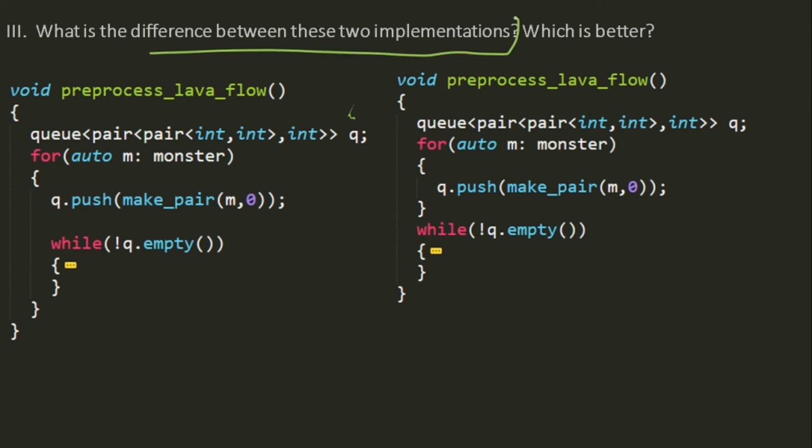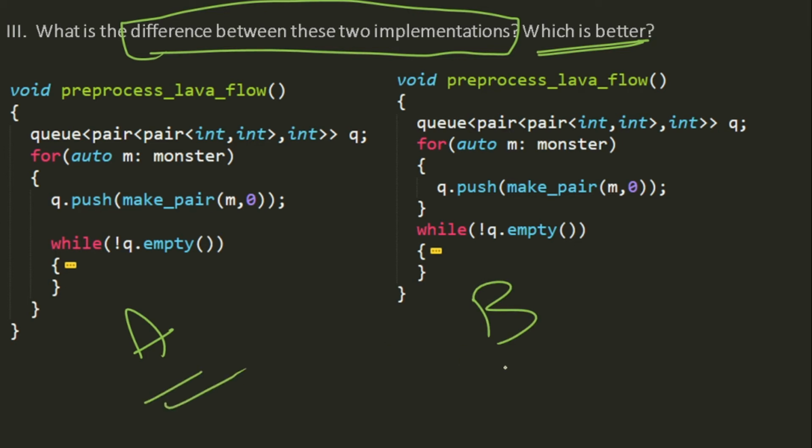This is the heart of this problem, in my opinion. The lava flow problem is different from a conventional BFS problem because of the difference between these two implementations. We are supposed to understand which is better. So go ahead and pause the video, look at both the implementations and try to figure out what is going on and which is better. Is A better or B better? Hint, there is only one correct answer. One of them will give you a time limit exceeded, the other would work. So try to figure out which is the better approach.